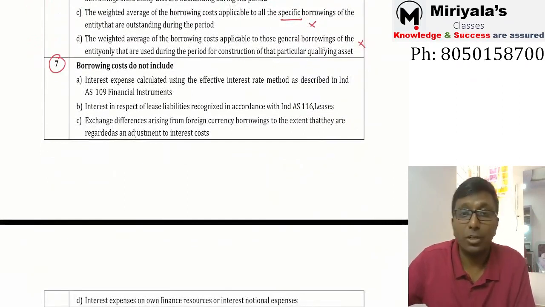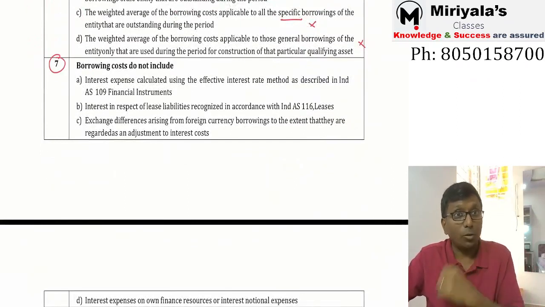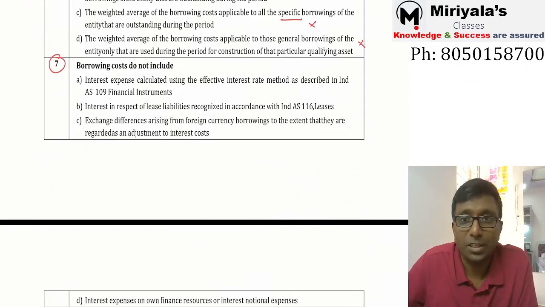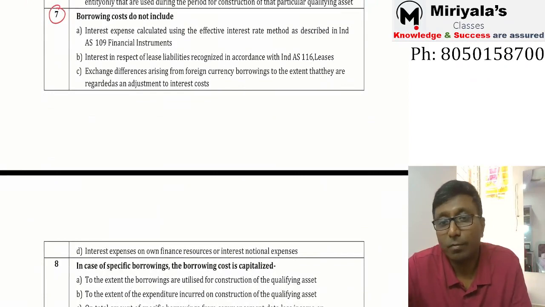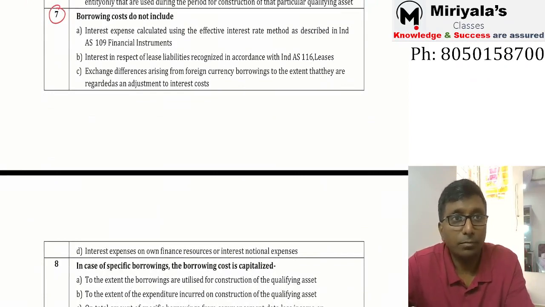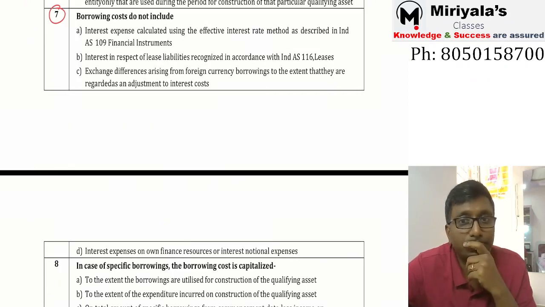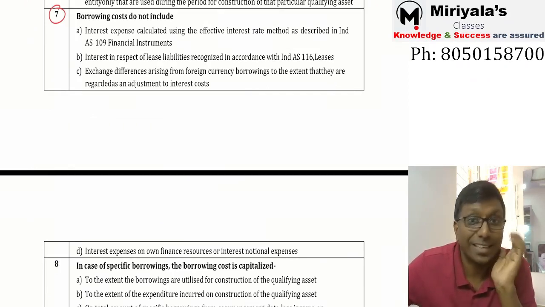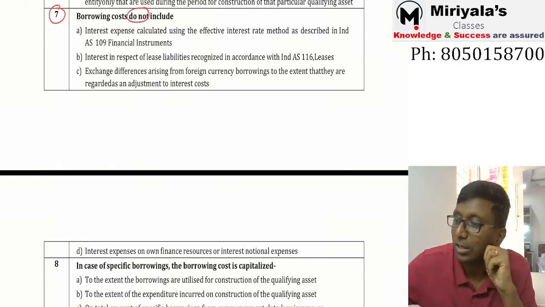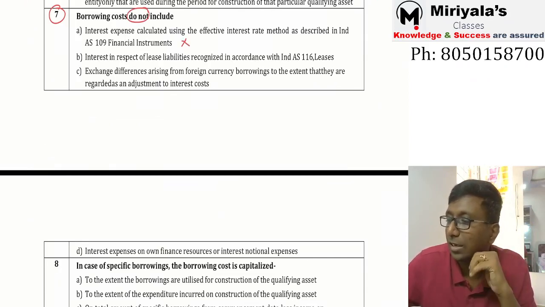Right. So let's go to the seventh one. Borrowing costs do not include. Yes, try my dear. Which do not include: A, B, C, D. Interest expense calculated using effective rate of interest as described in Ind AS 109, perfectly. That is what I told you already. This is the correct answer, but he is asking which do not include. So obviously in the given circumstance, this is included. That's why this is not the right answer.